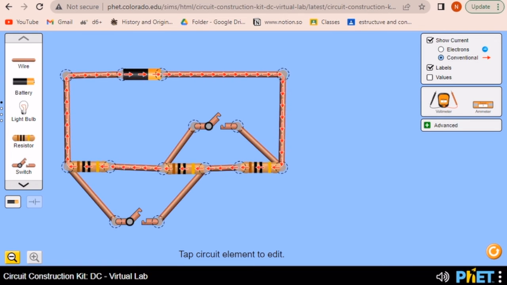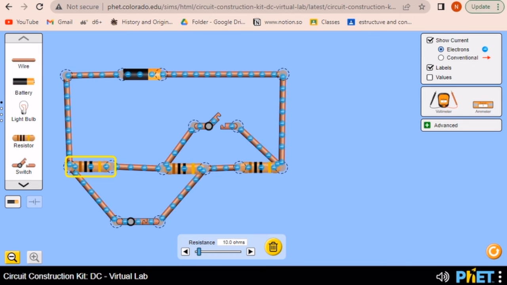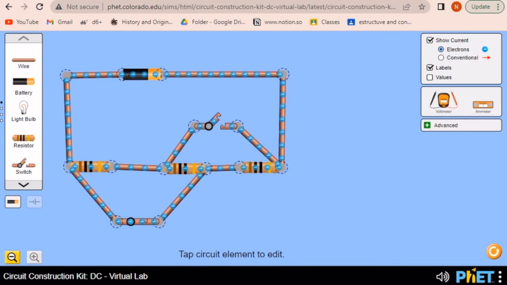We can use conventional current as well. These are the arrows represented as red, but I'm going to use electrons for this purpose. So we're going to close switch S1. And when we do so, we see that a short circuit is being created. And this is why in the previous problem, we ignored resistor 1 and resistor 2. Okay. Now, what happens if I close switch S2?